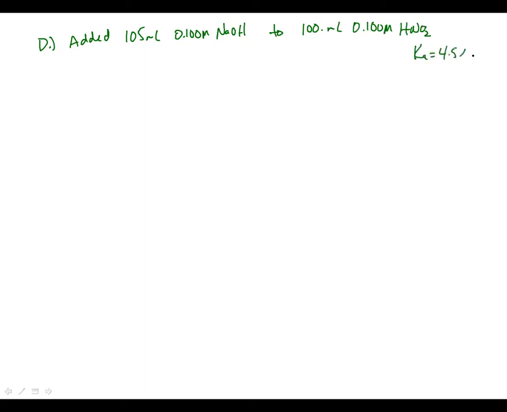So let's just get all of our stuff set up here. We're in part D now. And in part D, we have added 105 milliliters of our 0.1 molar sodium hydroxide to our 100 milliliters of our 0.1 molar nitrous acid. And again, same Ka value that we've been using. All right, so same deal here. We are going to have our equation.